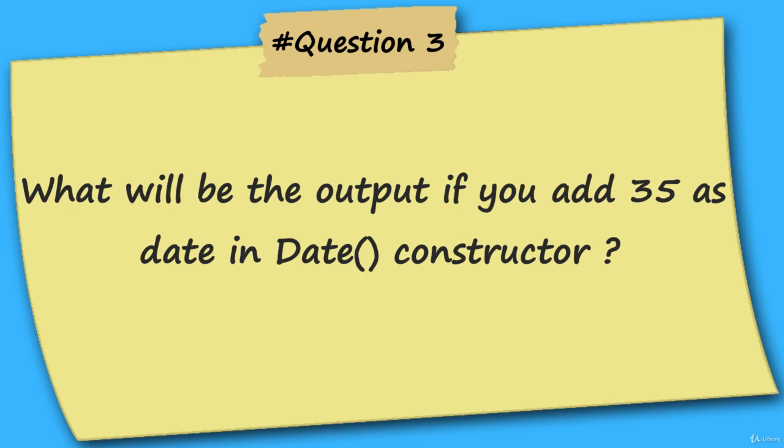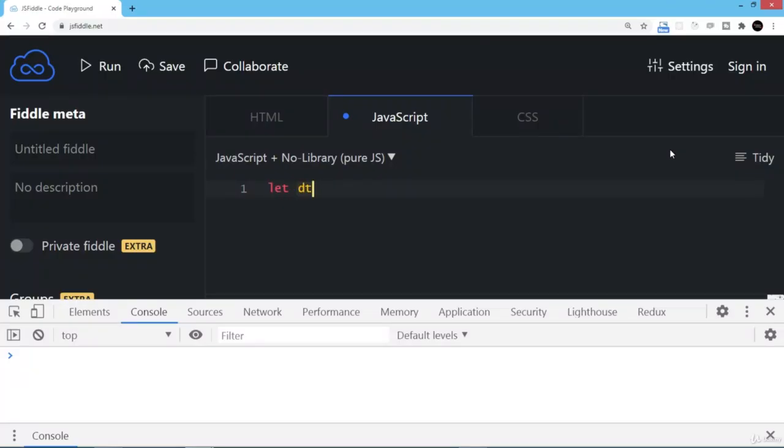The third question is what will be the output if you add 35 as number of days or maybe date in the date constructor. For example, what if you write like this, let dt is equal to new Date, I say 2020, August month, that is 07, and I just add 35. Now here you do not have 35 days in a month. Still it is going to go to the next month and it will add. So here you will have the output, that is you will have 4th September as the output.